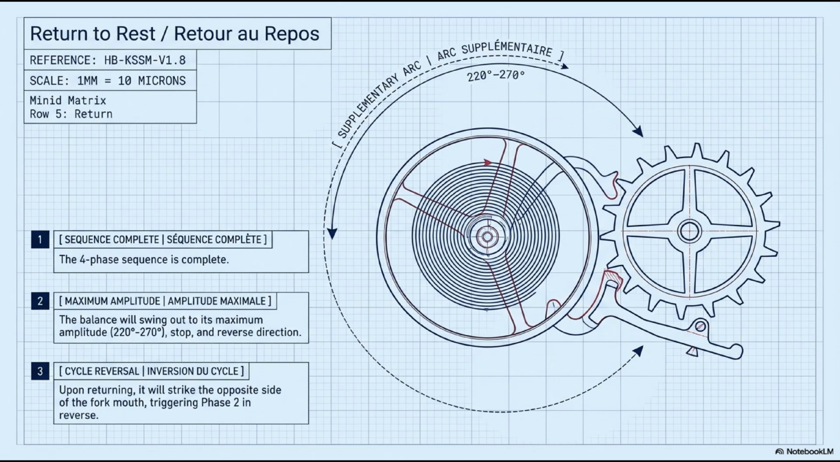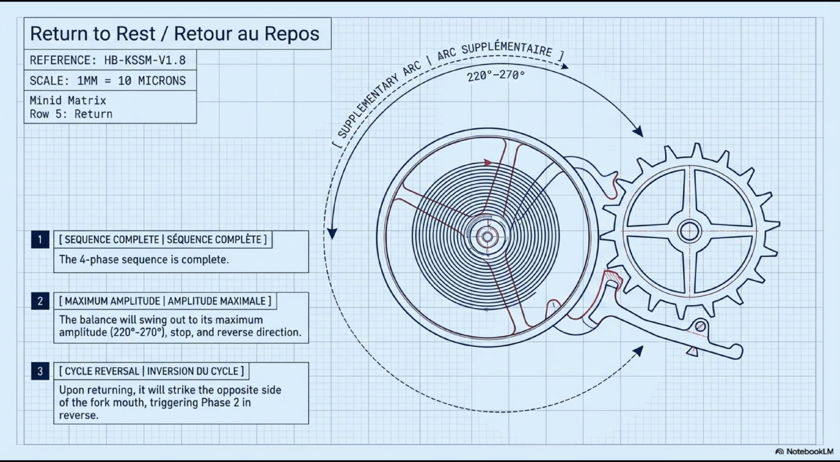Second, maximum amplitude. The balance swings out to its maximum amplitude of 220 to 270 degrees, stops, and reverses direction. At maximum amplitude, all the kinetic energy from the impulse has been converted to potential energy in the wound hairspring. The balance is at zero velocity. Then the hairspring drives it back.